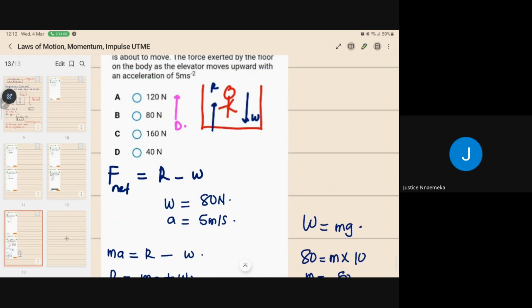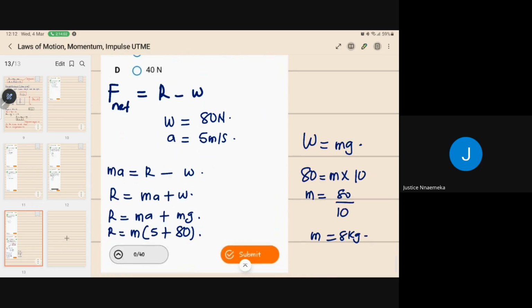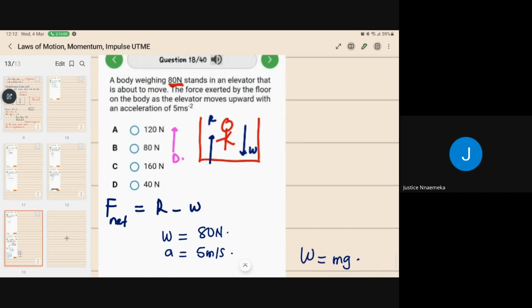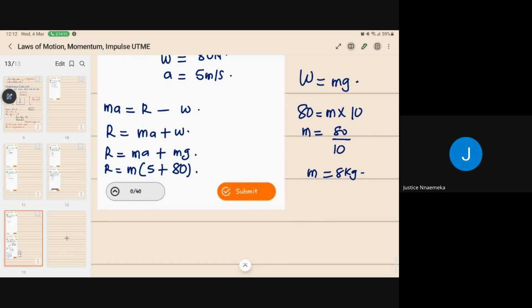Hope I'm not doing too much. Do I need to calculate that mass? The force exerted, acceleration is 5 meters per second squared. It weighs 80 Newton, so I have W. So I have resultant, M is equal to 5. Yes, so this is 8. So 5 plus 8.